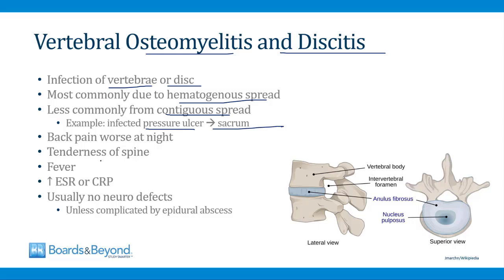When patients have this type of infection, they present with back pain that's worse at night. They can also have tenderness of the spine, fever, and a high ESR or CRP. Now, you can also see many of these features in an epidural abscess, but in osteomyelitis and discitis, there are usually no neurologic deficits unless this infection has progressed and become complicated by the development of an epidural abscess.